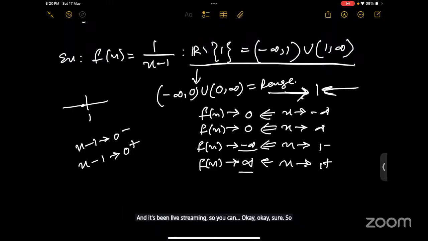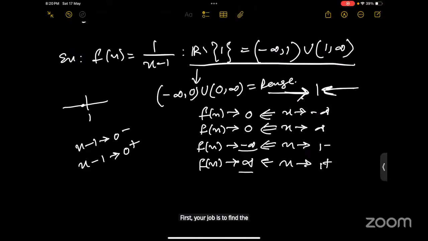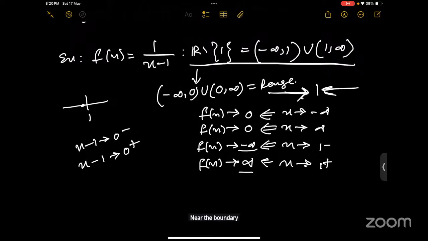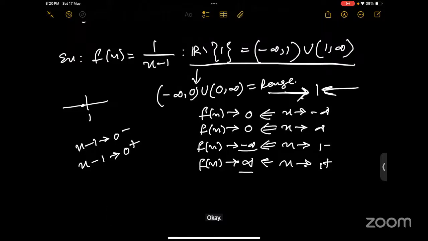So just to recall the steps, whenever you have a general function, you have to find the domain and range of the function. First, your job is to find the domain. That means the region where the function is defined. Now, once you have the domain, you have to check the boundary points and the approaches. You have to check the behavior of the function near the boundary points. And depending upon the behavior of the function, you can comment on the range of the function.